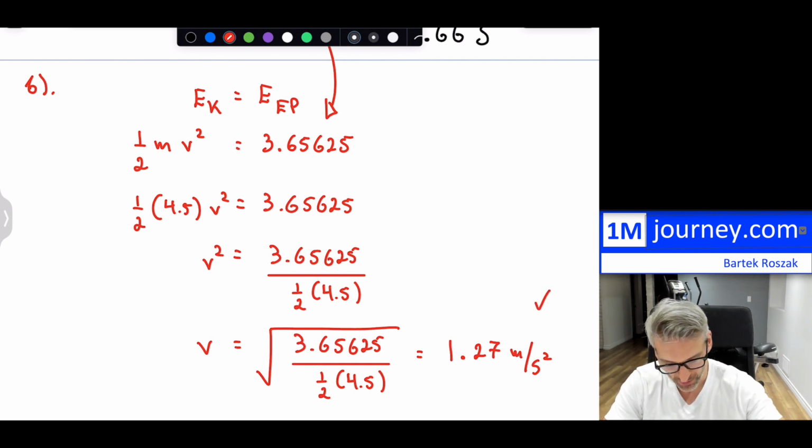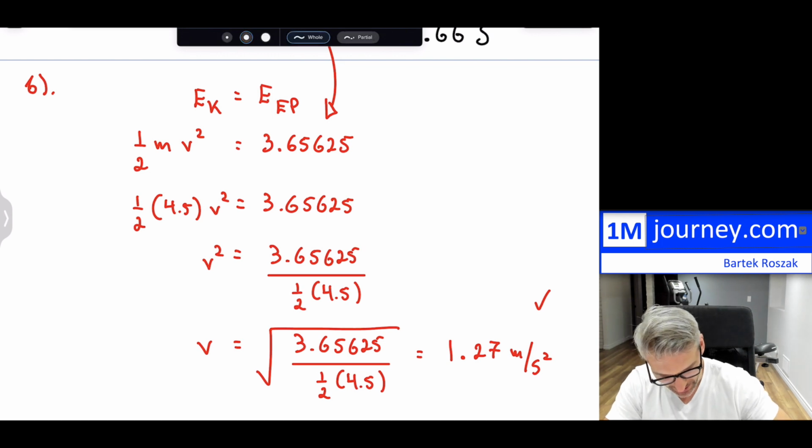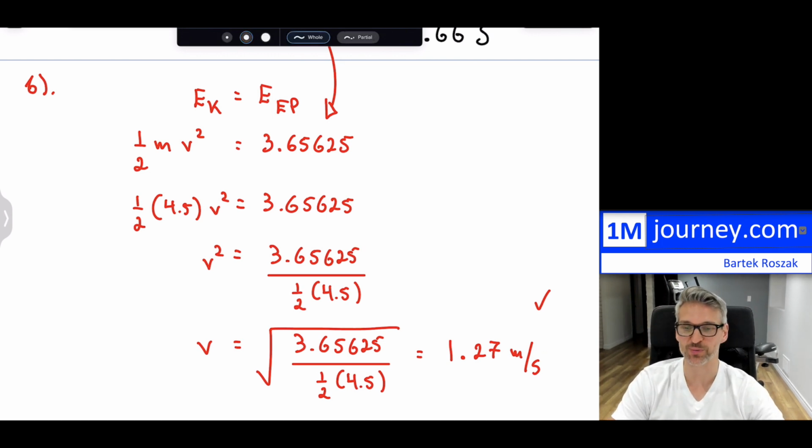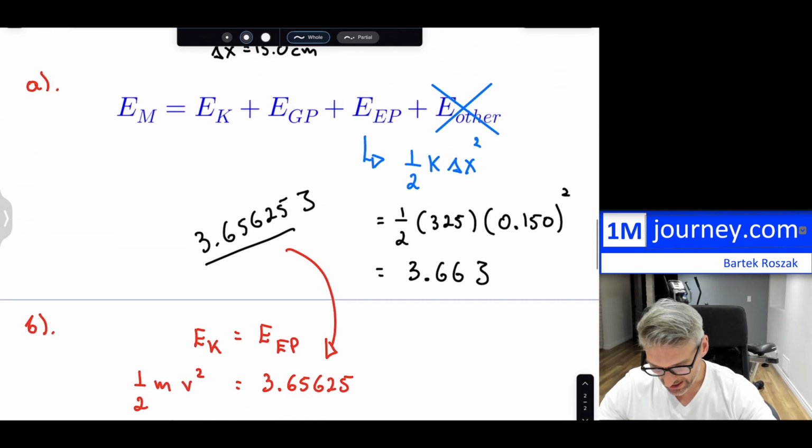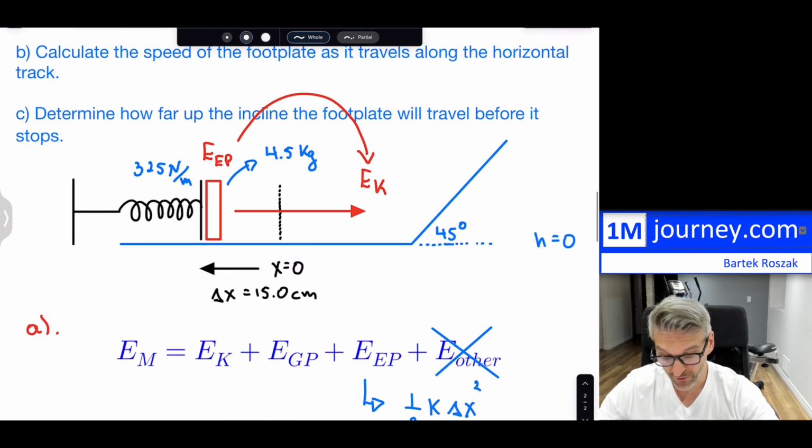All right, so that is the actual speed. So it's moving at 1.27 meters, sorry, this is per second, not second squared. That would be acceleration. So it's moving pretty quick, as it goes through on that frictionless surface. Now, for part C, it says determine how far up the incline this will go.